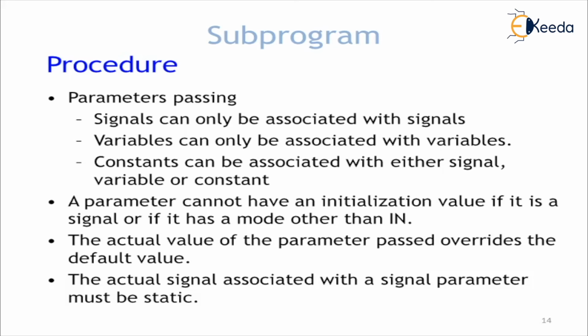A parameter cannot have an initialization value if it is a signal or if it has a mode other than in. The actual value of the parameter passed overrides the default value. So whatever actual value comes, it will override the default or whatever initial value is defined. The actual signal associated with the signal parameter must be static. So these are the few things we have to consider while declaring or using a procedure. So this will help us to model our design or use it in the VHDL source code.